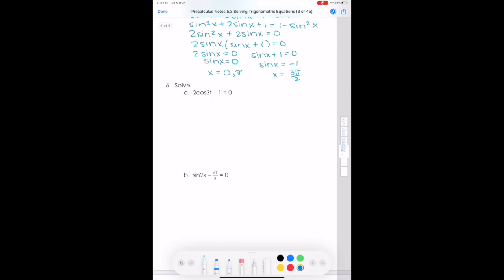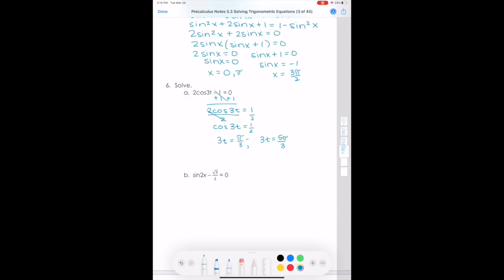Right, for number 6, we've got something a little different. So add 1 to both sides, and then we'll divide by 2. Now usually we just have like a cosine x equals 1/2, but this time we have a cosine 3t equals 1/2. So I'll set that whole 3t as if it were x equal to whatever angle gives me an x value of 1/2 on the unit circle. So that's at pi over 3 and 5 pi over 3.